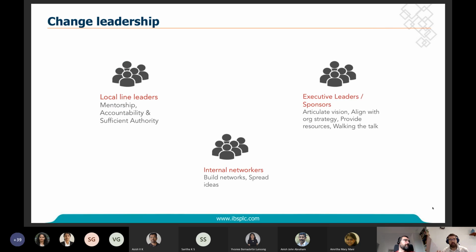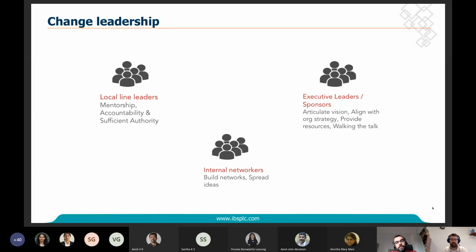Also, we should be thinking about whenever we think about who's making these changes, who are the change leaders? And the leaders here, we're not talking about always the sponsors. We're talking about different people. And here we have people that would be the local line leaders. And these would be people that are close to the change. They're going to be involved in mentoring. They're going to be there for the accountability and to have sufficient authority to help make changes happen. Also, very important is we consider people who would be the internal networkers.